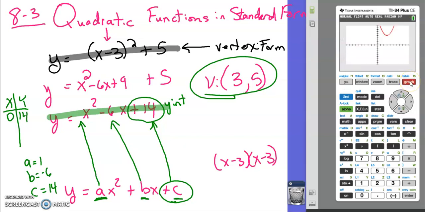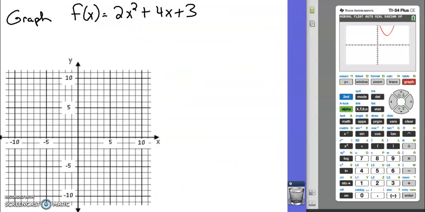And they are. If you graph them, you'll see that the blue one graphs first, meaning the one I typed in first, and then the red one. And the red one is on top of the blue one. So they're literally the same exact parabola. So that's one way to check to see if you did your math correct, changing it from this form to that form. All right, so let's actually graph one of these.